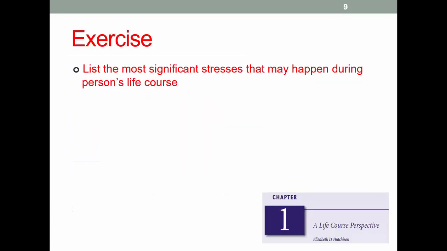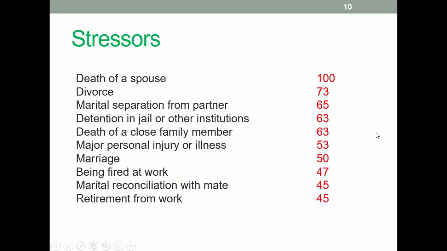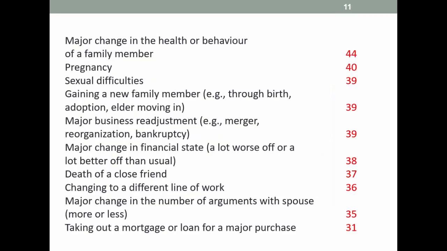So here's another short exercise about the life course. What do you think are the most important stresses that may happen to a person during their life? As usual, pause the video presentation and think about this before moving on. No peeking, but this material is from Hutchinson, which is included in the notes. As you might expect, the death of a spouse and divorce are seen as the most important potential stresses. Lots of other issues, and this is obviously not a complete list, and was written before COVID, of course.